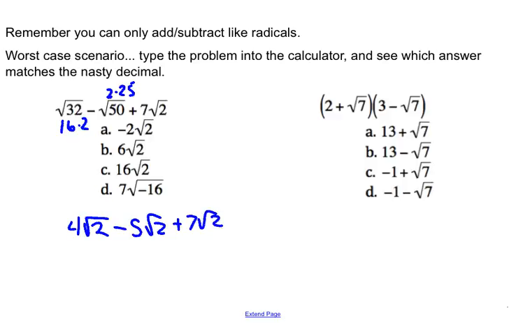Now, the purpose behind pulling out all that 4 and that 5 is that now all of these are times root 2, which means I can combine all of the numbers out in front. So I can go 4 minus 5 plus 7. 4 minus 5 is negative 1. Negative 1 plus 7 is 6. I have 6 root 2. You can tack on the root.